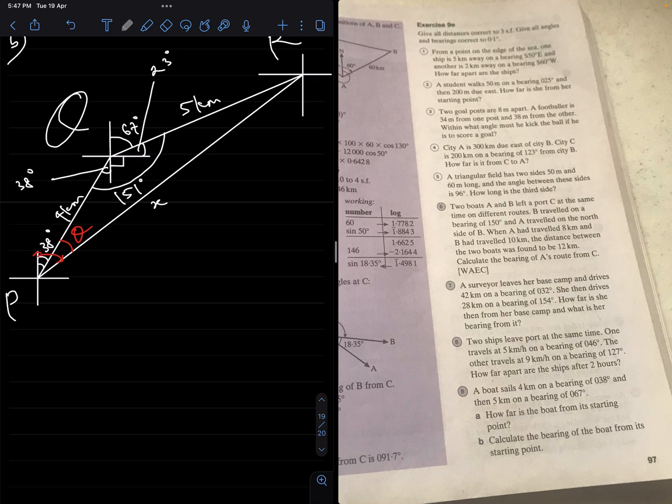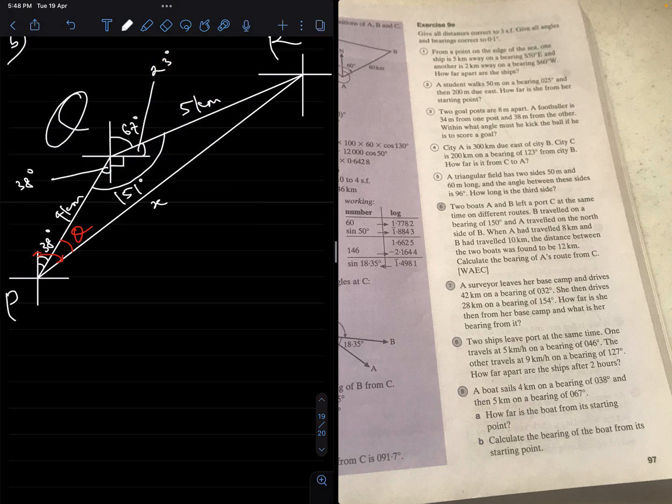The length of the side facing theta, which is 5, over the sine of angle theta, will also be equal to another length that we know divided by the sine of the angle facing that length. So I'm saying 5 over sine theta equals x over sine 51 degrees, because I already know x. So the only unknown in that equation will be theta, and I'll be able to find it.